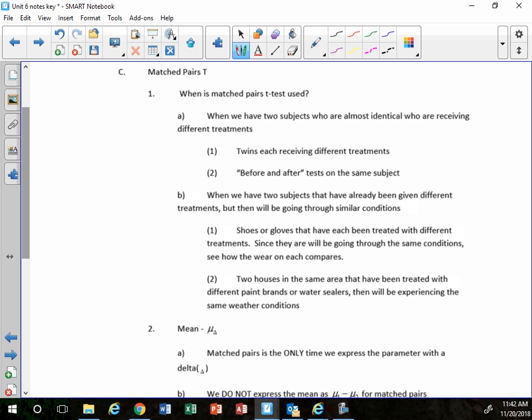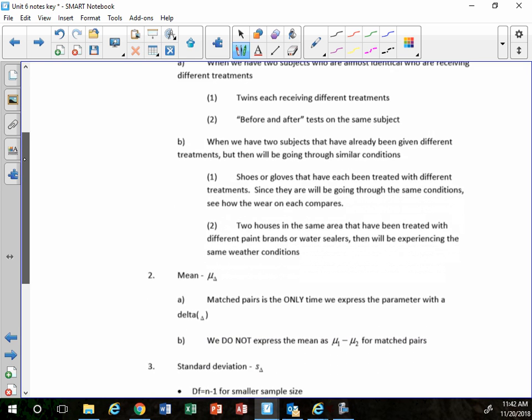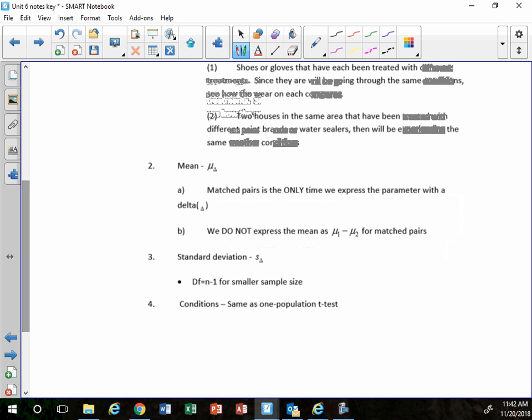The thing that's different is how we write the mu. We write it with a delta. So matched pairs is the only time we use that little delta. So we are not going to write like mu1 minus mu2. It's always mu delta, meaning the average of the difference of the change in your two sets of data points. Okay? And that's basically what it's saying. Same thing, standard deviation. You see the little delta in there, okay? Always n minus 1 for your degrees of freedom of the smaller sample size. Conditions, same as we were doing before, okay?